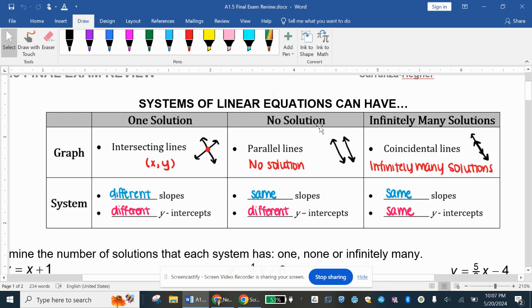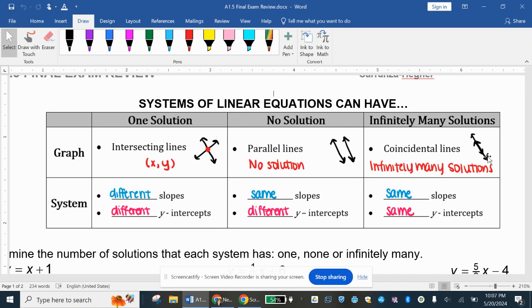As you start to see, when we're talking about a solution, we're talking about points that they have in common. If they intersect once, they have one point in common, one solution. If they don't intersect ever, then they don't have any points in common, no solution. And finally, if they're on top of each other, we call those coincidental lines. They just happen to be, coincidence, the same line on top of itself. In this case, since they share every point in common, they have infinitely many solutions, infinitely many points in common.